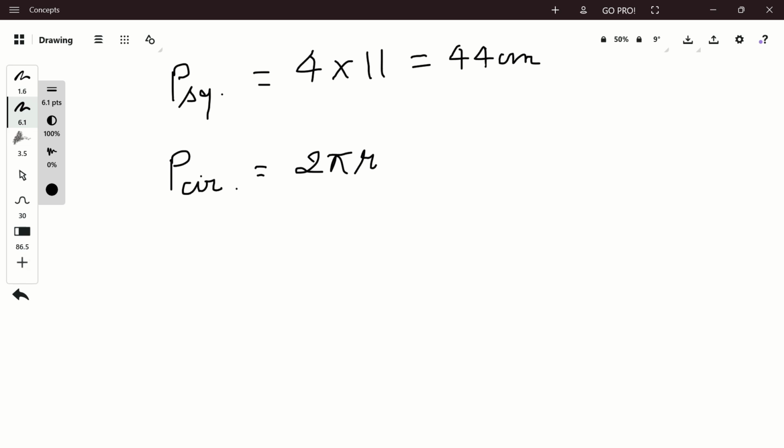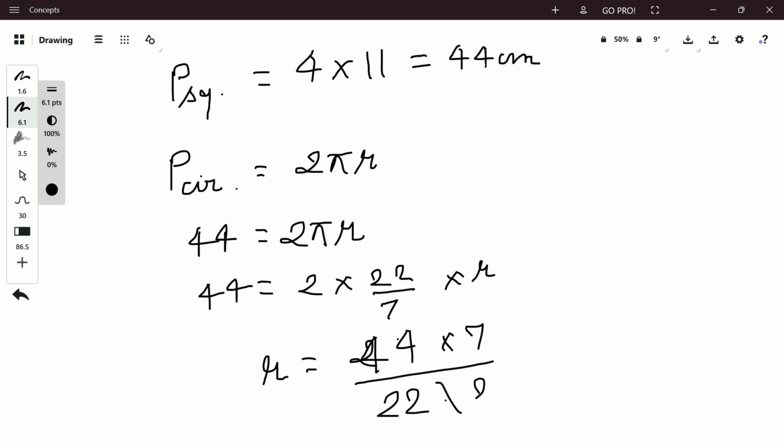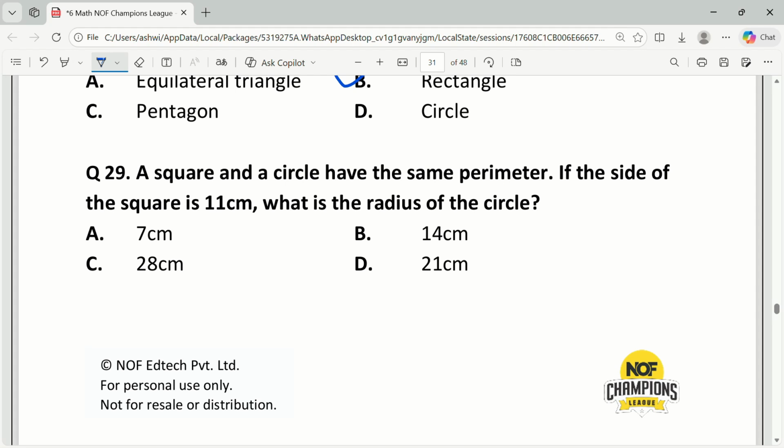Since P square is equal to P circle, we have 44 is equal to 2 pi r. Using pi as 22/7, we have 44 is equal to 2 into 22/7 into r. Solving for r, we have 44 into 7 upon 22 into 2, which is equal to 7 centimeters. Comparing with the options, the answer is A, 7 centimeters.